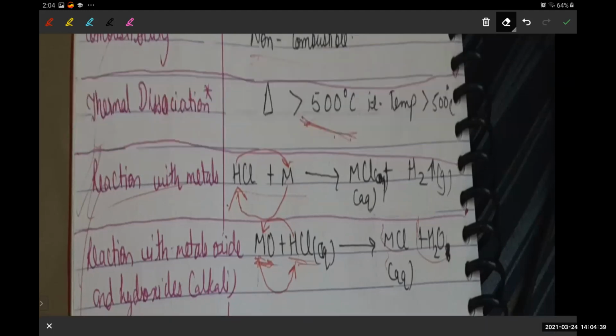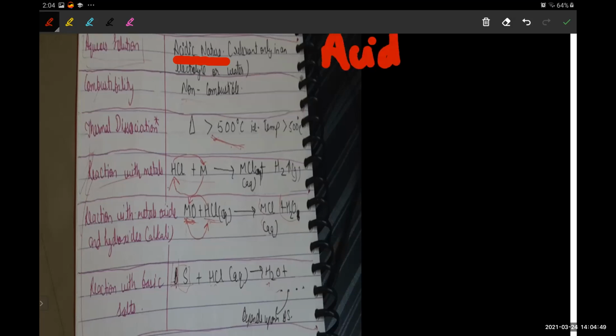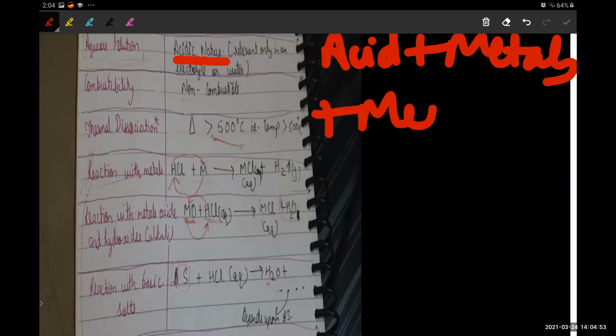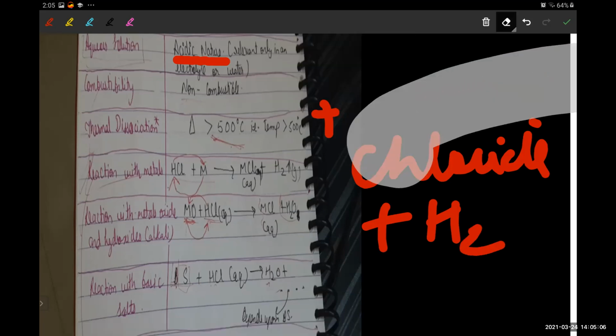I was explaining the same thing when the meeting ended, right? So what is the reaction with metals? You must already know from the chapter Acids, Bases and Salts that acid reacts with active metals to give us what? Metallic chloride, plus hydrogen, isn't it? So that is the same thing we'll be getting here also.